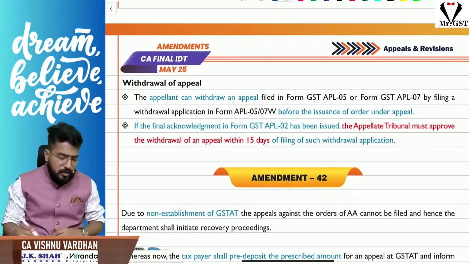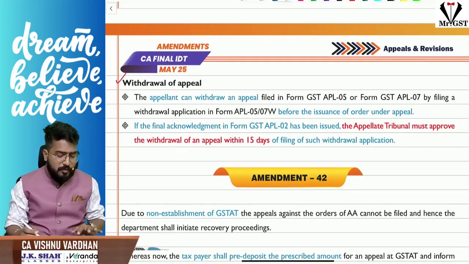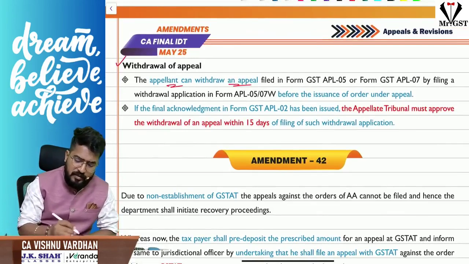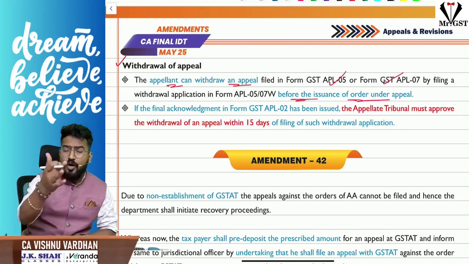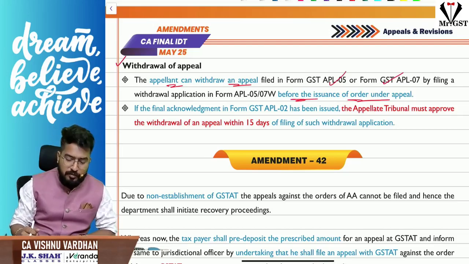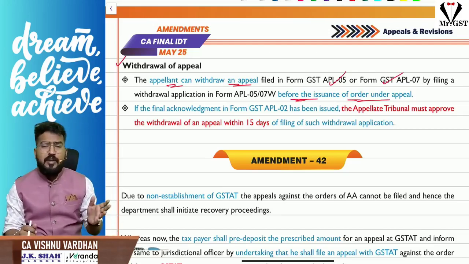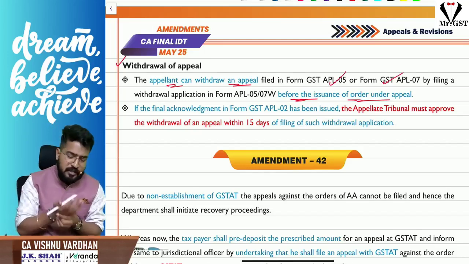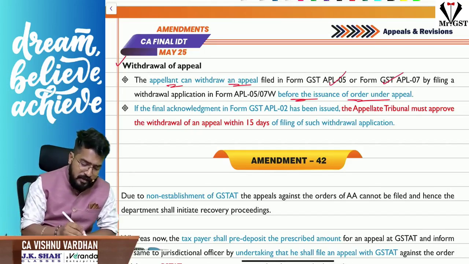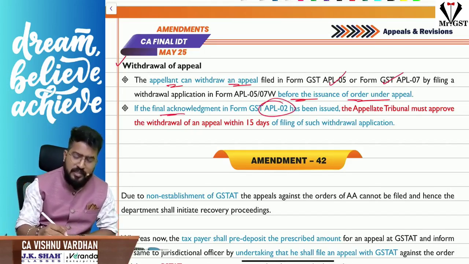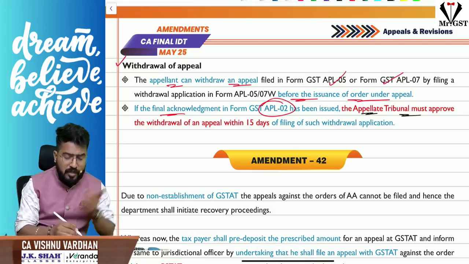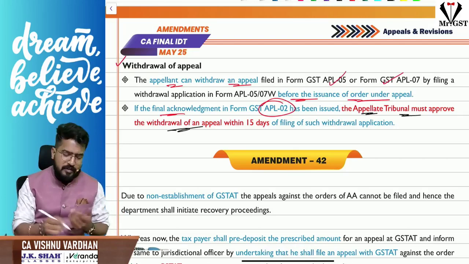Next, sir, can I withdraw the appeal? With respect to withdrawal of the appeal also, the common provision says that the appellant can withdraw the appeal. Ignore the form numbers and all that, but it should be done before the issue of the order under appeal. So you went for an appeal before the order is passed by the adjudicating authority or appellate tribunal. Here, sir, you can withdraw. And if the final acknowledgement for the appeal has been issued under GST APL-02 already, the appellate tribunal should approve your withdrawal, and they will approve it within 15 days.